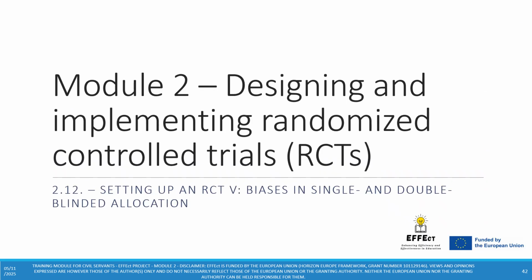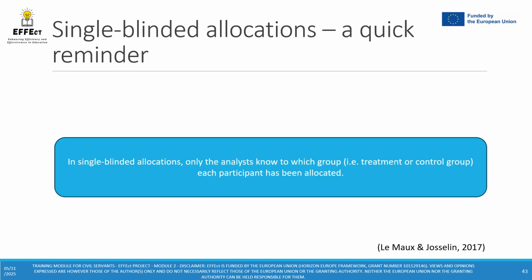Dear participants, welcome to submodule 2.12, in which we will continue to learn how to set up an RCT and more precisely discuss biases in single and double-blinded allocations. Before discussing biases in single-blinded allocations, let's remind ourselves that in single-blinded allocations, only the analysts know to which group, meaning treatment or control group, each participant has been allocated.